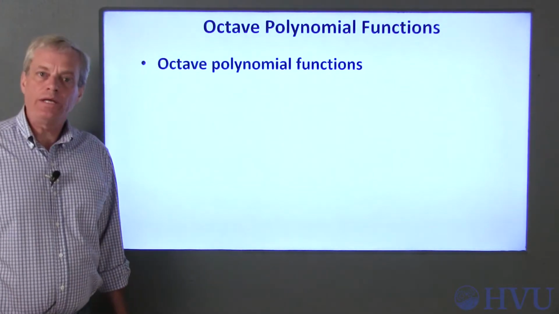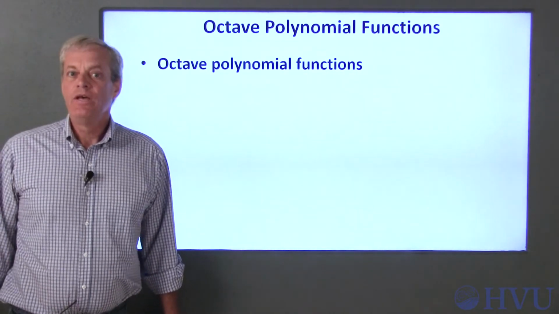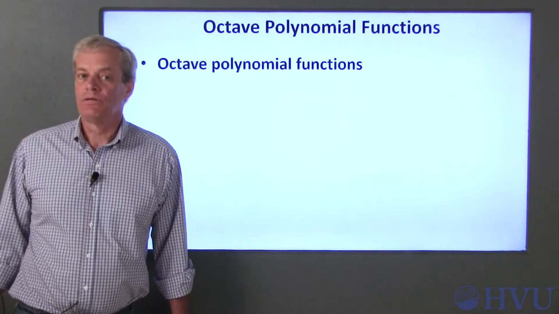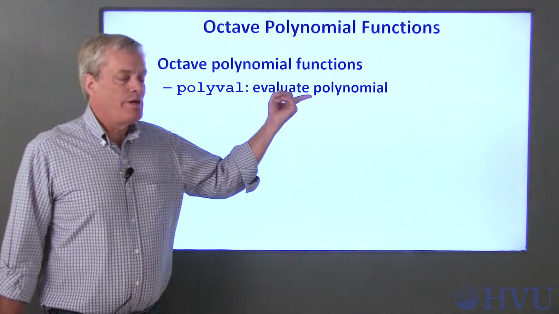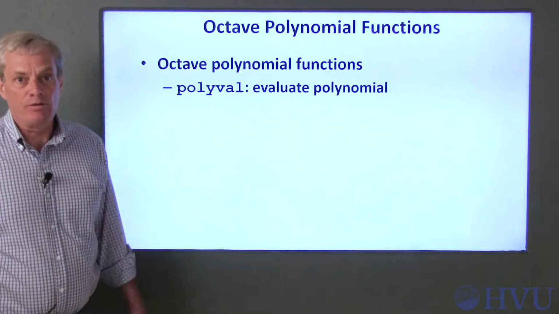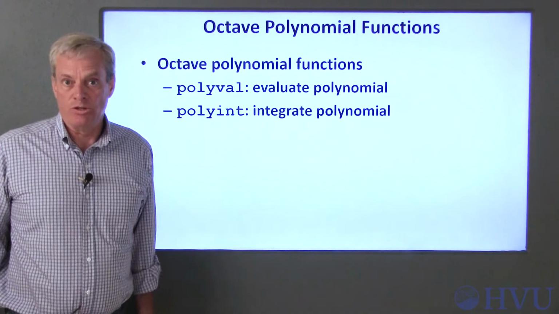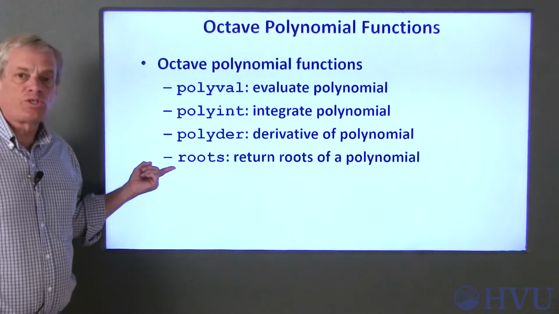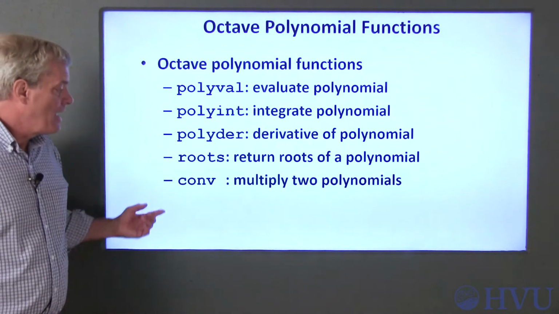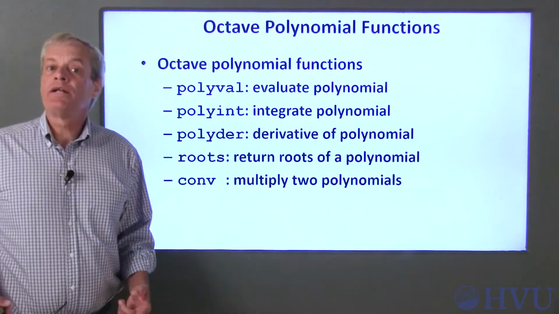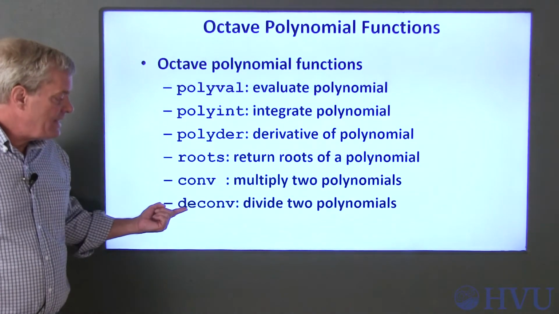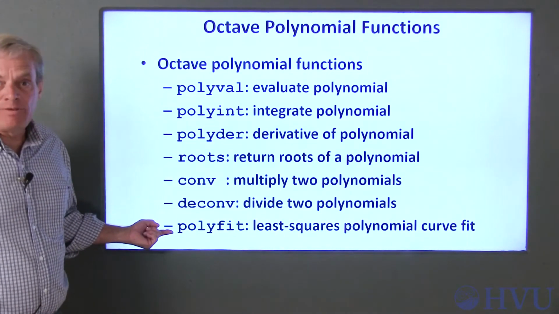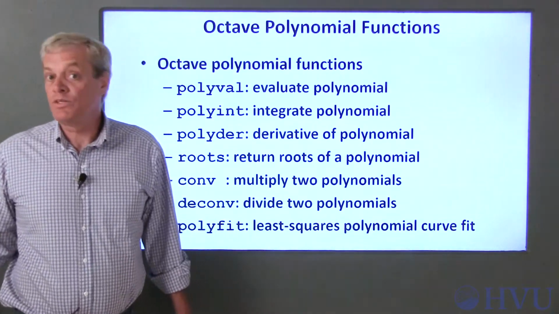Now I'll give you just a quick list of some Octave commands that use polynomials. You can use Octave's documentation to understand the syntax of these commands, so I won't go into details here. Polyval evaluates a polynomial at a given set of x values. Polyint integrates a polynomial, and polyder takes the derivative of a polynomial. Roots returns the roots of a polynomial. CONV is the product of two polynomials, while DECONV takes the quotient of two polynomials. Finally, polyfit returns the least squares polynomial curve fit to a set of data.